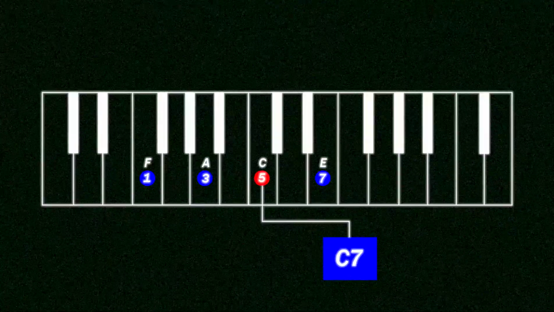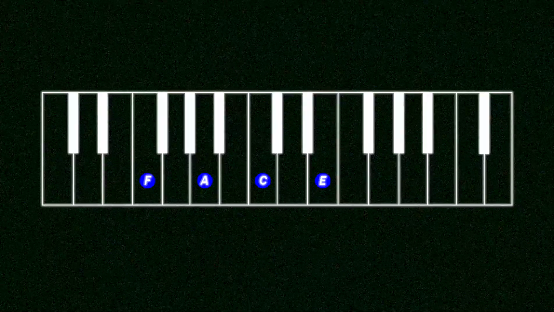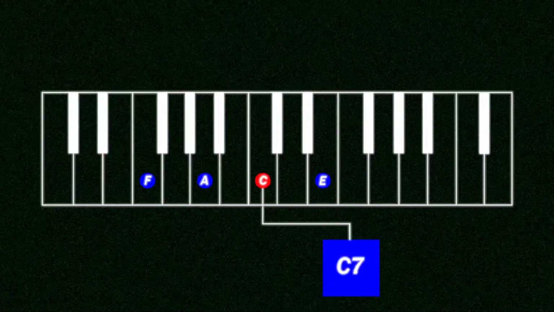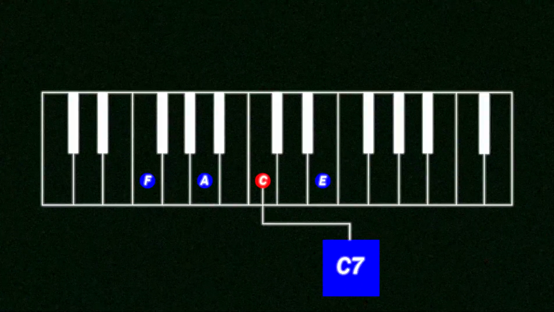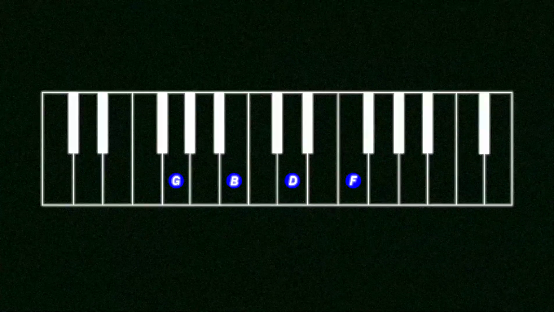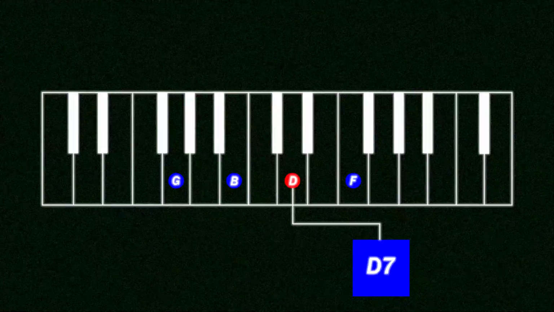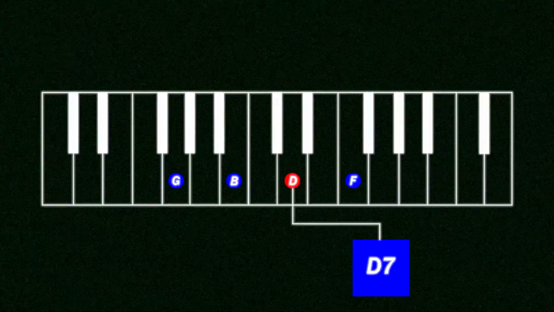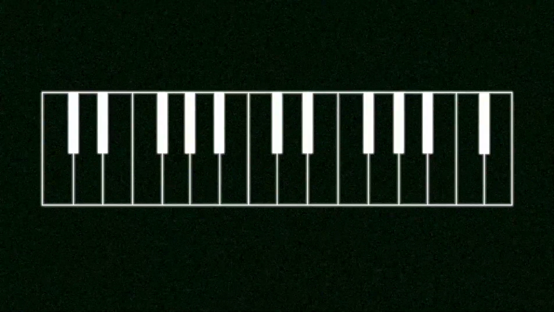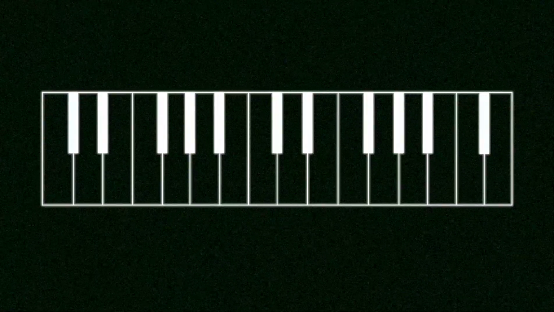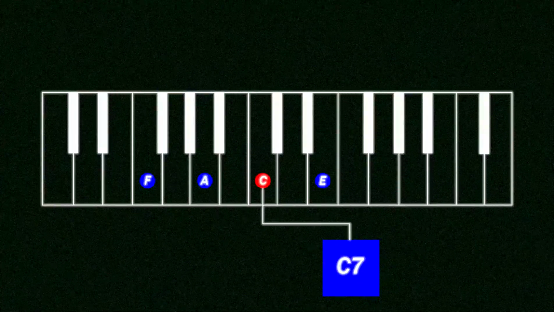For example, the secondary dominant of F major 7 is C7 because C is the fifth note in an F major 7 chord. The secondary dominant of G7 is D7 because D is the fifth note in a G7 chord. Okay, so now we know how to find a chord's secondary dominant. It's just by taking the fifth of a chord and turning it into a dominant chord.